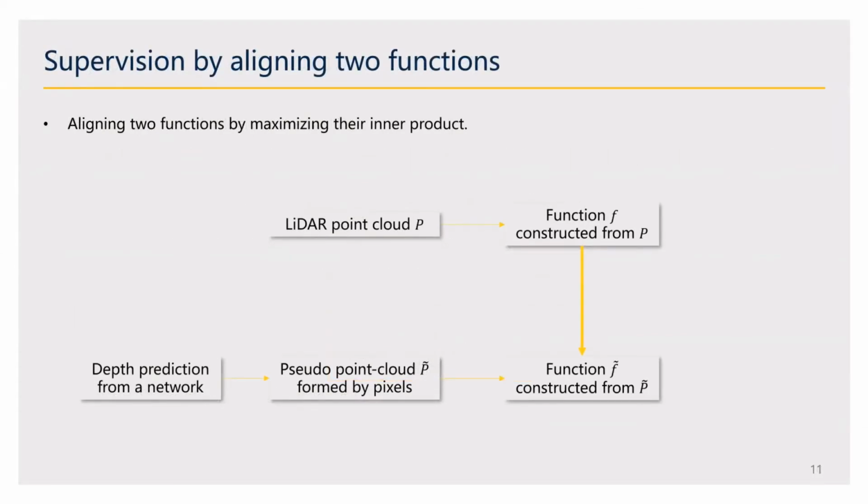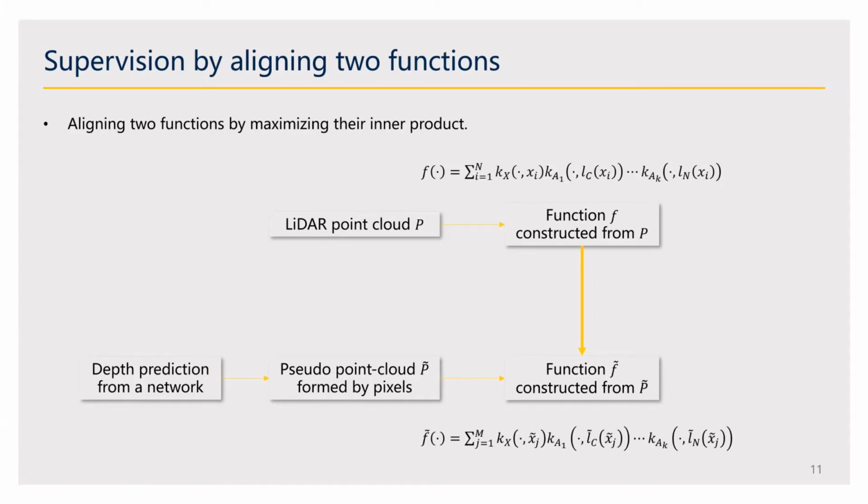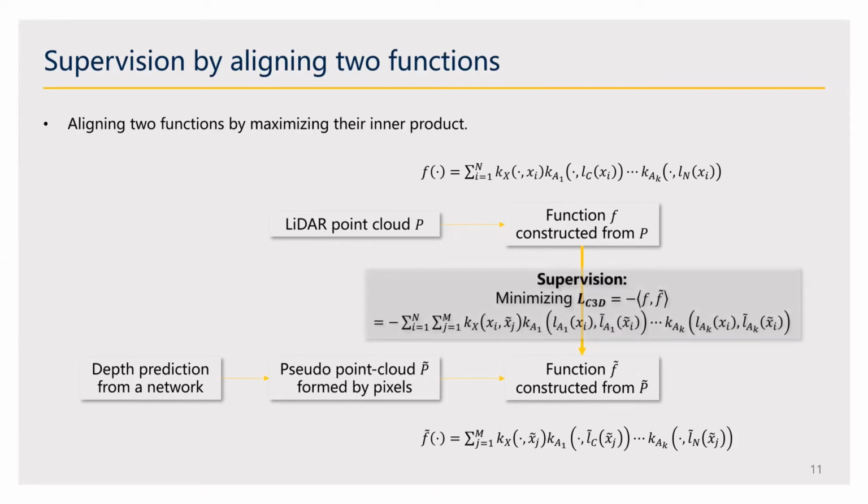Maximizing the inner product between two functions is exactly how we align two functions. From the previous introduction, we know what the functions look like given point clouds. Now, we can define the continuous 3D loss function L_C3D as the negative inner product between f and f tilde.